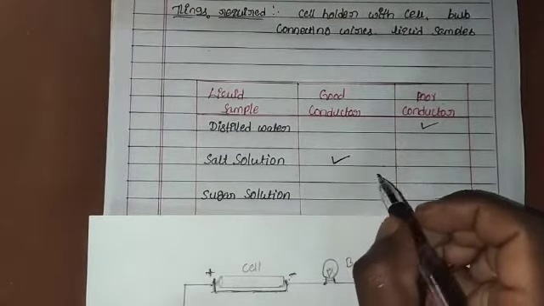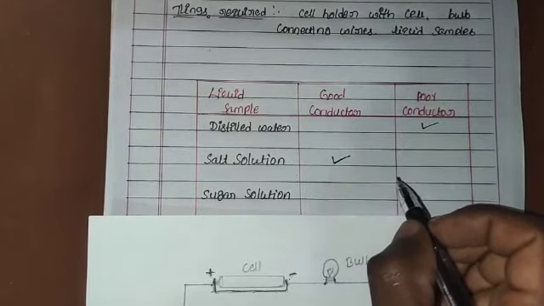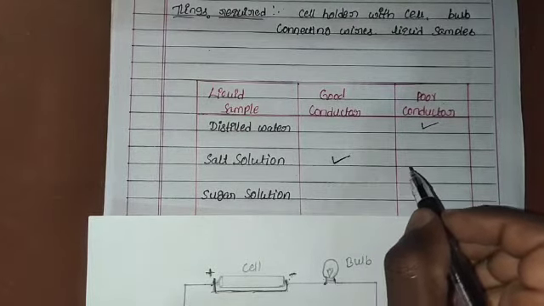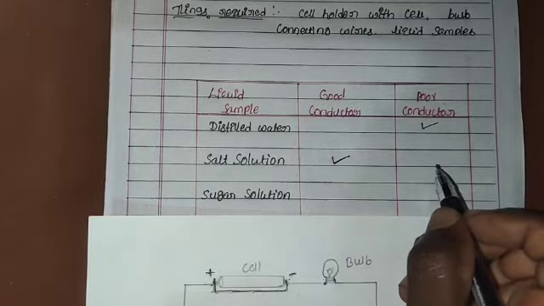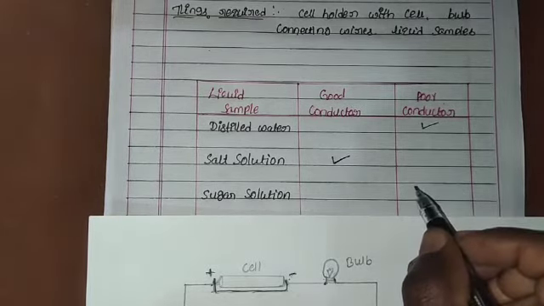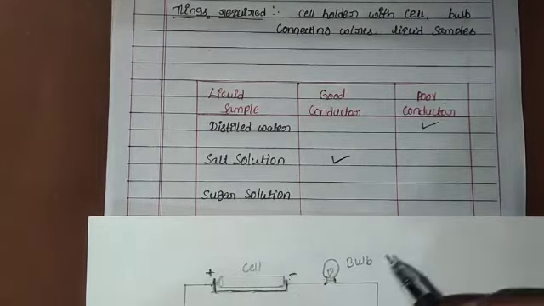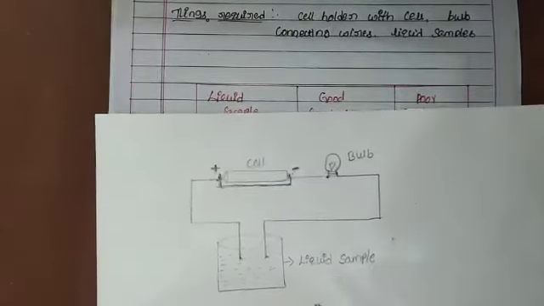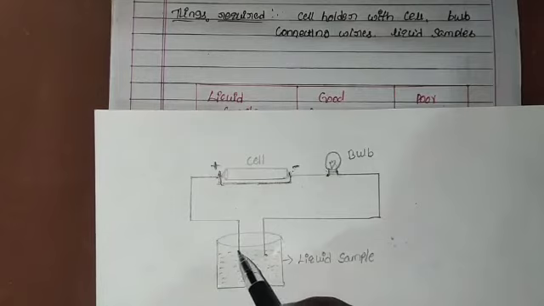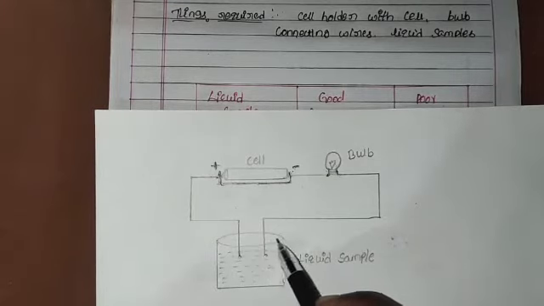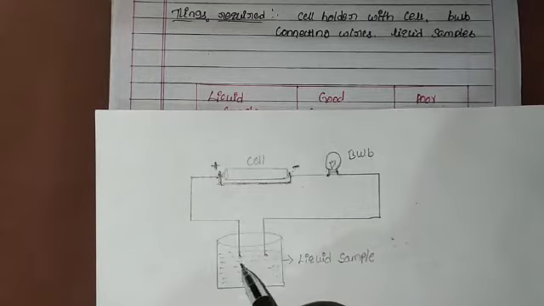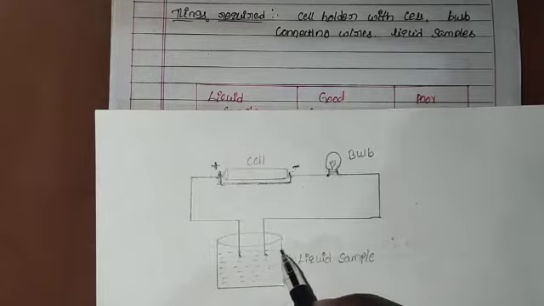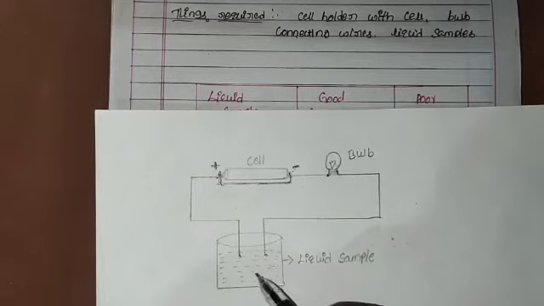And always remember one thing: after testing a liquid, dip the free ends of the connecting wires in distilled water and wipe them with a filter paper. Also wash the beaker with distilled water after testing every liquid sample. It means after testing one liquid sample, we have to dip these two terminals in distilled water, clean them, and wipe them with a filter paper, and then wash this beaker also with distilled water, and then take the next solution.